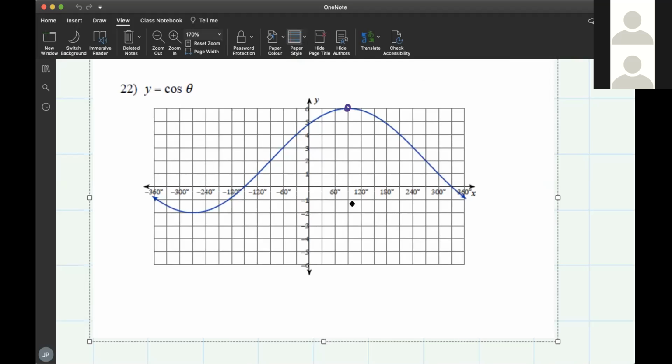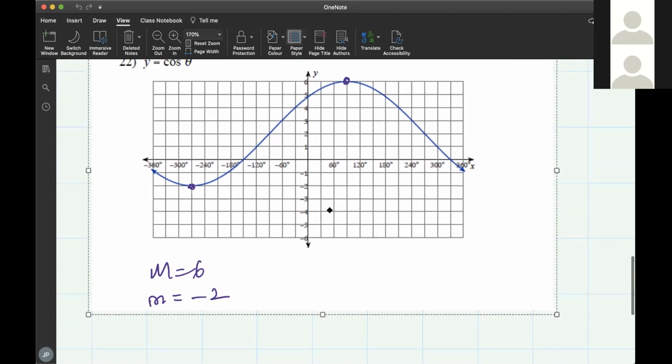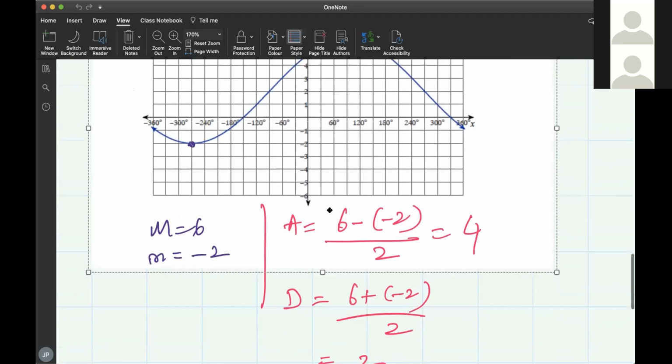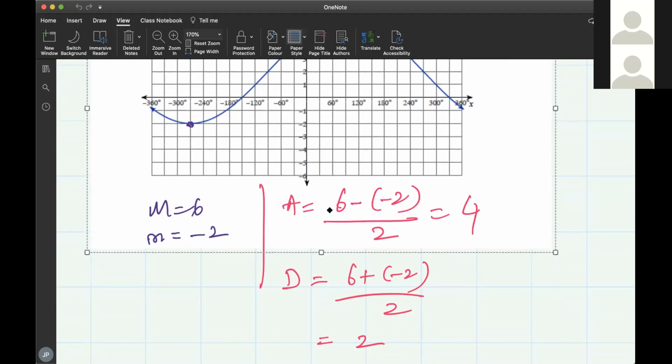Check for maxima, the minimum value. The maximum value in this case, capital M, you can write out as 6. Minimum in this case is -2. Be careful. So the value of A is 6 minus minus 2. Remember, that's minus. And the D should be 6 plus or minus 2. So that's 8 over 2, that should be 4. And the D should be 4 over 2, which is 2. The D gives us the central line. That's y is equal to 2, central line.